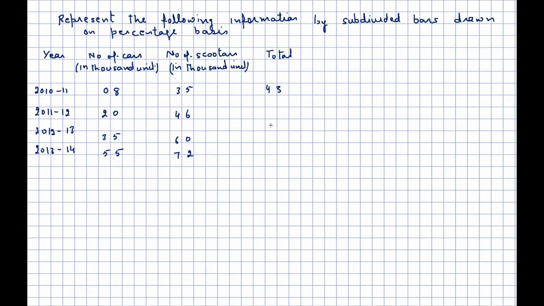8 plus 35 is equal to 43. 20 plus 46 is equal to 66. 35 plus 60 is equal to 95. 55 plus 72 is 127.